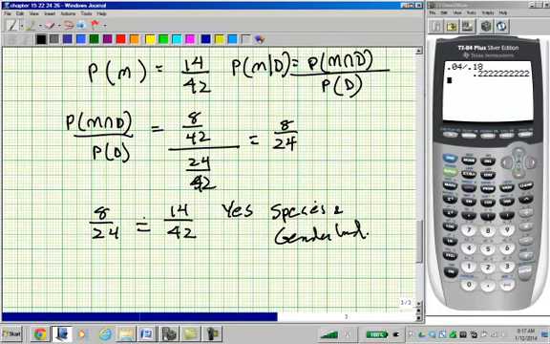Does 18 over 24 equal 24 over 42? Yes. 3/4 equals 3/4. So species is independent of gender. And as I said, I will get to 28 later today.